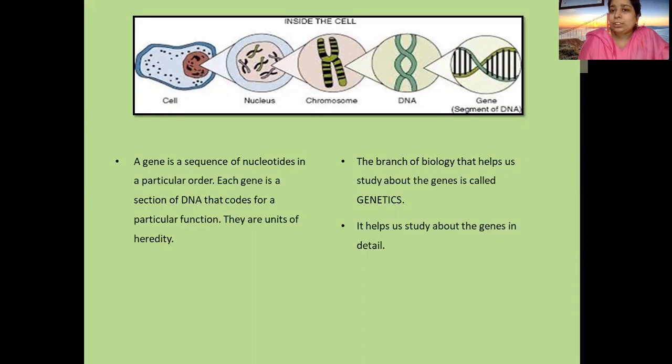Now, each segment of DNA is made up of genes. So, what is a gene? A gene is a sequence of nucleotides in a particular order. Whatever our DNA, the double helix, is composed of is made up of sequences of nucleotides. That means the adenine, thymine, cytosine, and guanine are arranged in a particular fashion, giving us a particular trait, a particular characteristic, and these characteristics are passed from generation to generation.